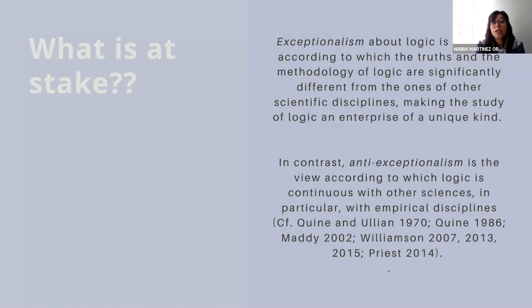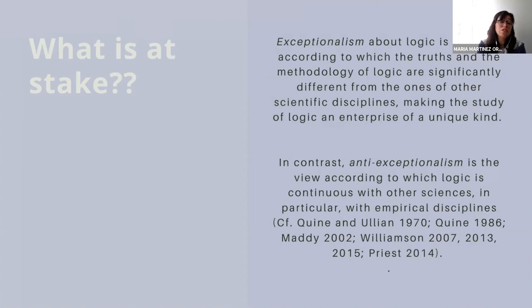Exceptionalists will claim that the truths and the methodology of logic are significantly different from the ones of other scientific disciplines, especially the ones that we call empirical sciences, making the study of logic an enterprise of a unique kind. So which are the goods that we consider when we say the methodology of logic?